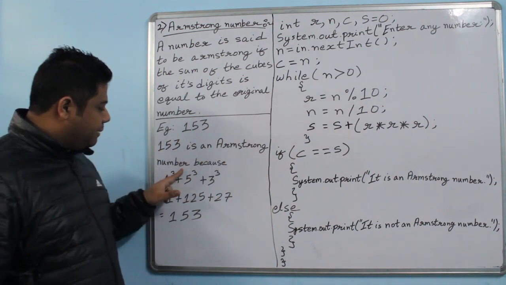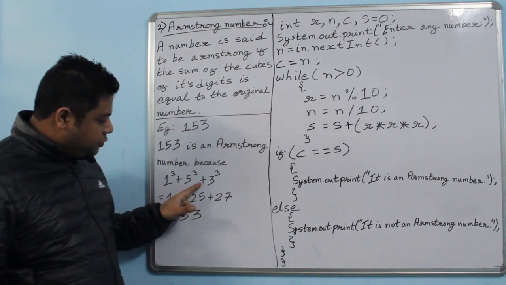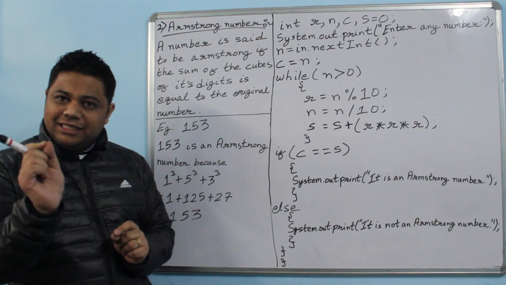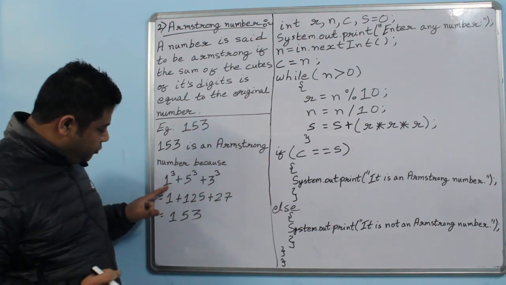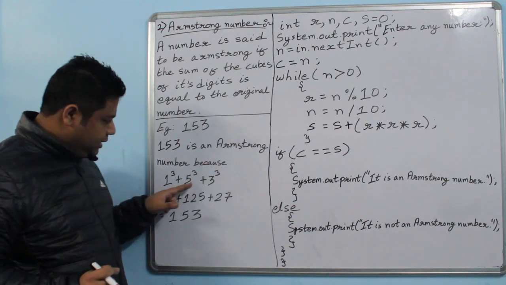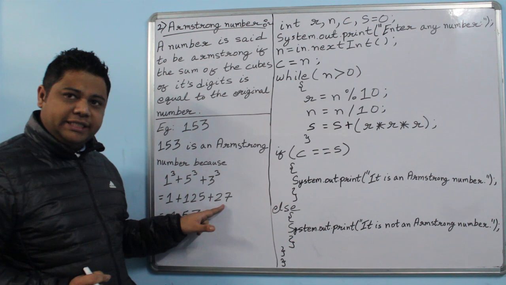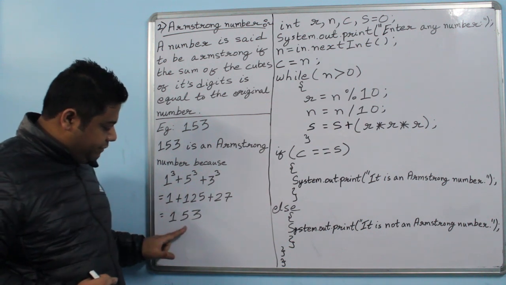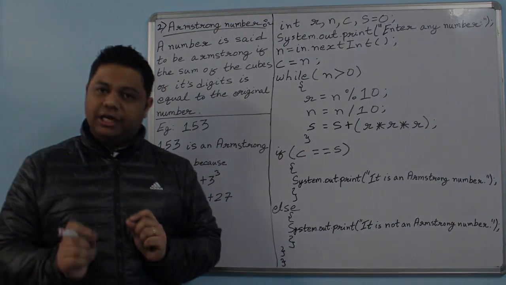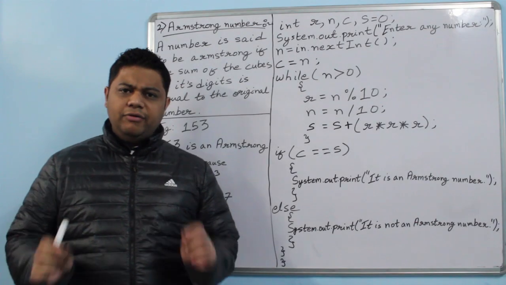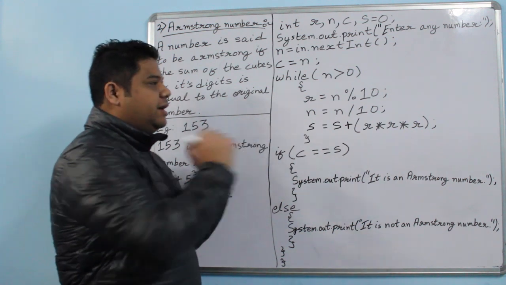Example, 153. 153 is an Armstrong number because, let's see, 1 cube plus 5 cube plus 3 cube. So all the digits we have to take out the cube and add them. So 1 cube is 1, 5 cube will be 125 and 3 cube will be 27. If you add them, you get 153. So when you are adding the cube of the digits, you are getting the original number. Now we have understood what Armstrong number means. So we'll try to implement this in the program.